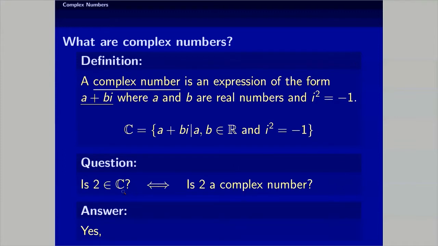Because you can write 2 in this form, in a plus bi form. How? Ganito lang. 2 is equal to 2 plus 0i. You see? So you were able to write the number 2 in a plus bi form. Your a is 2 and your b is 0. So that's why 2 is a complex number. Okay?